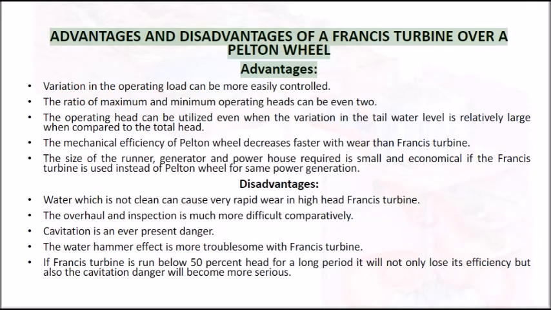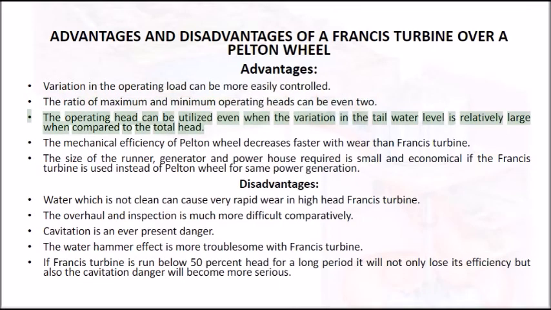Advantages and disadvantages of a Francis turbine over a Pelton wheel. Advantages: Variation in the operating load can be more easily controlled. The ratio of maximum and minimum operating heads can be even too. The operating head can be utilized even when the variation in the tail water level is relatively large when compared to the total head. The mechanical efficiency of a Pelton wheel decreases faster with wear than a Francis turbine.